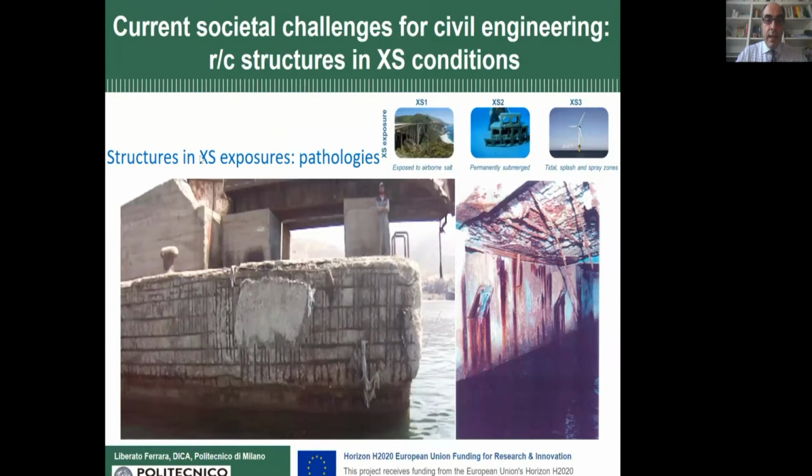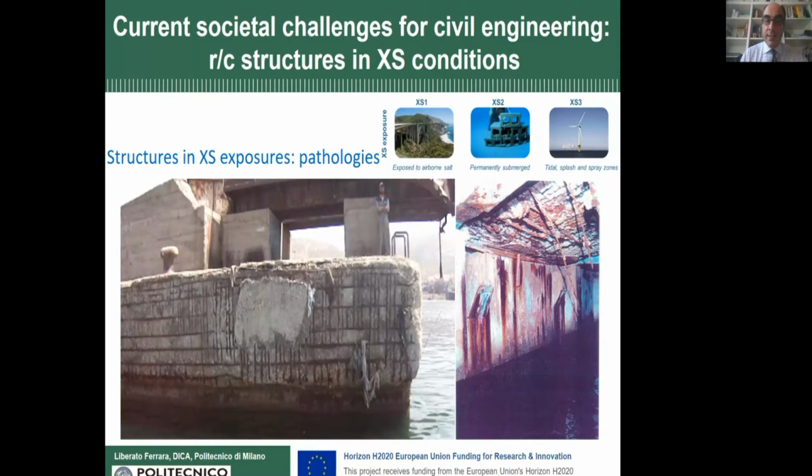And if you have structures exposed to marine environment, these are examples of structures built as new according to the most recent codes. One of them is in Morocco, the other is in Spain, because of deficiency in materials, deficiency in construction, deficiency in any other step of the construction process, but also of accidental events. You can see how these structures can end up in just a matter of few years.